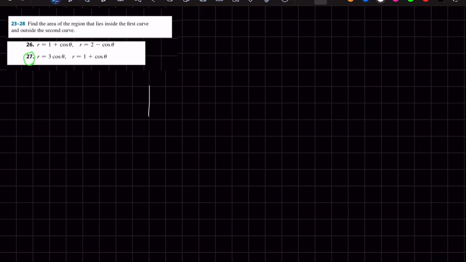So first, we want to make a pretty big graph. Maybe we need a lot of space for this one. And I'm going to try to make something that's just a few units, maybe like 4, just to stay consistent. Okay, so we have to try to find these areas between these curves.